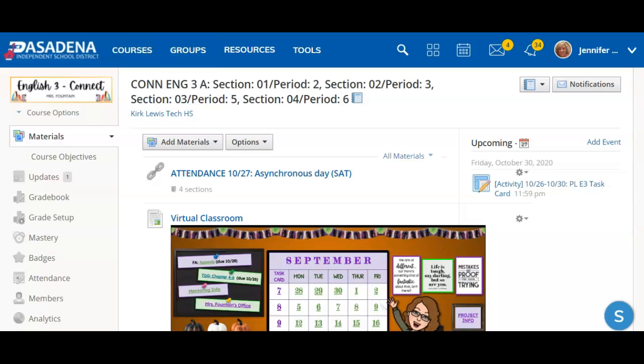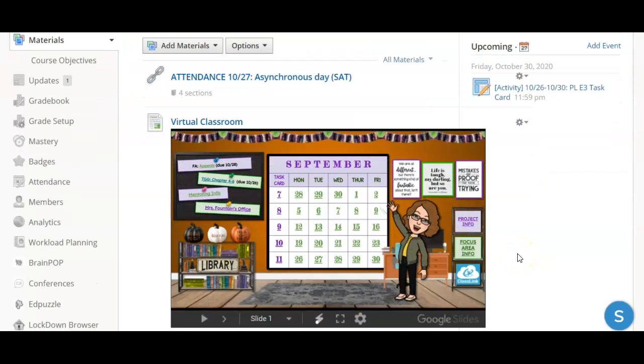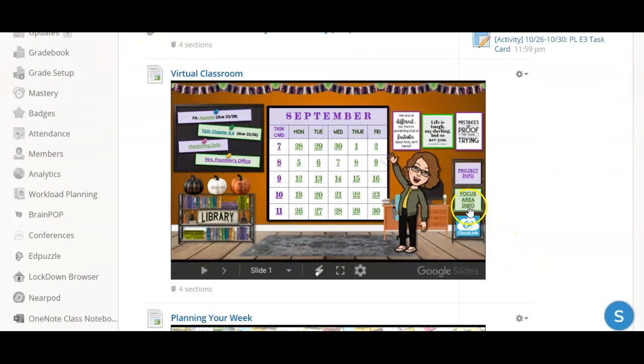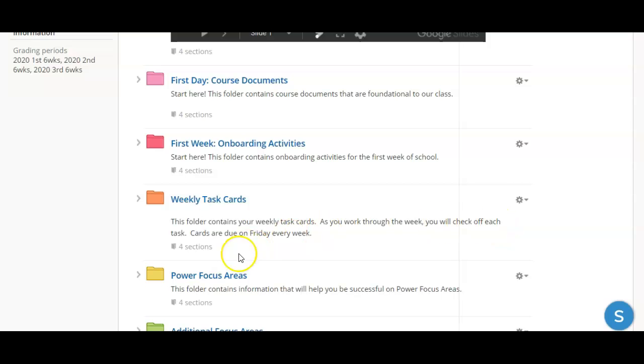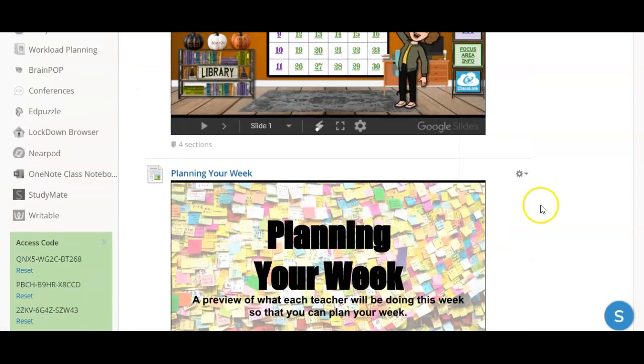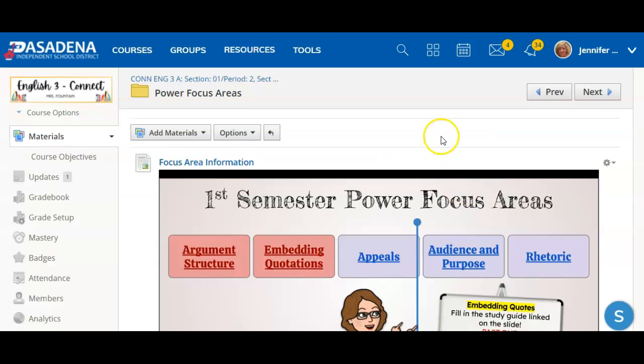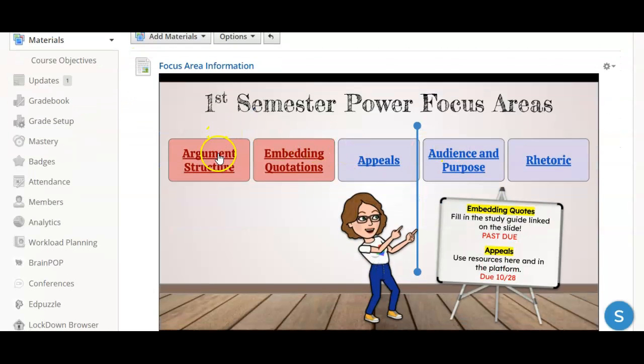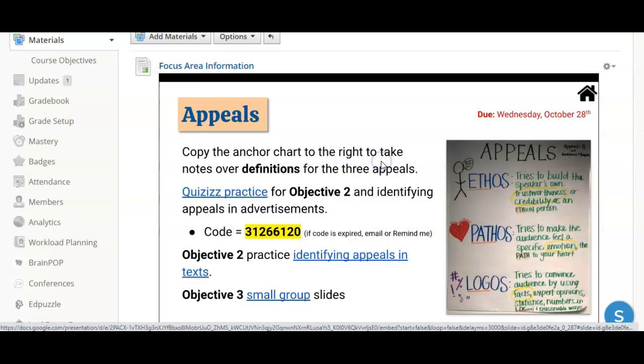So the first thing that you want to do is go to Schoology. And we're going to go to our Power Focus Areas resource folder. You can either click that from the virtual classroom here, or you can scroll down to the Power Focus Area folder at the bottom. Both things will take you to the same spot. Once you open the Power Focus Area folder, you have this slideshow that has resources for each of the focus areas. We're going to go to Appeals, and that's going to take us to this slide right here.